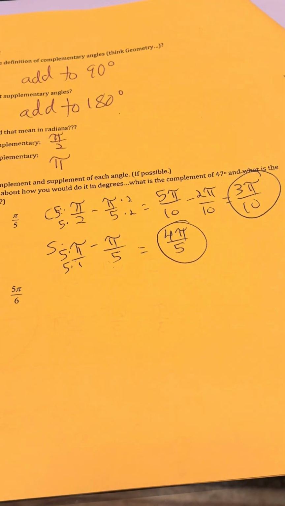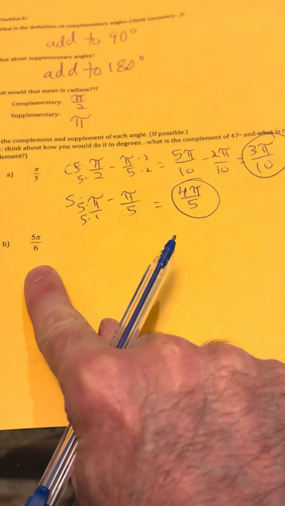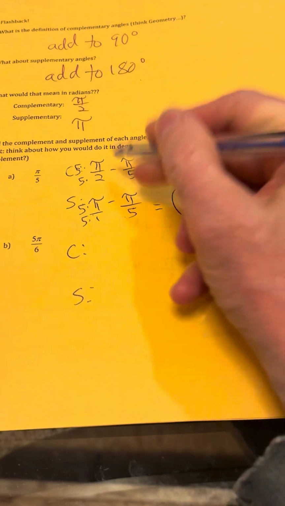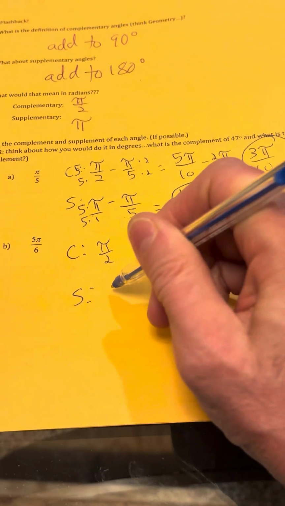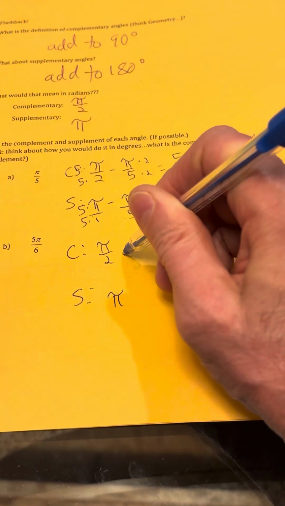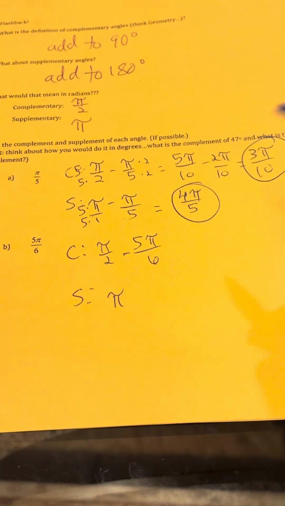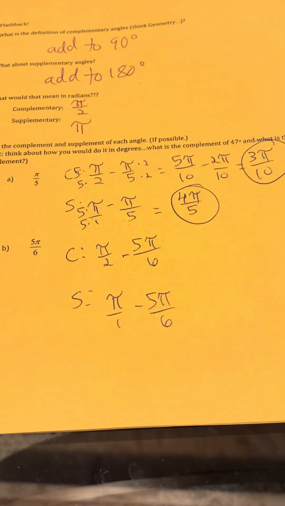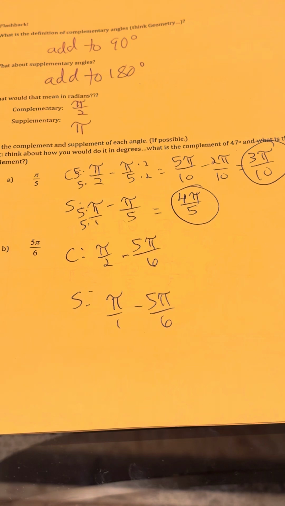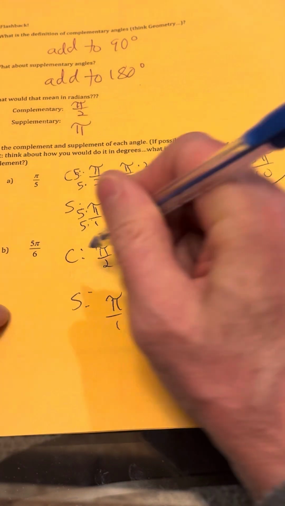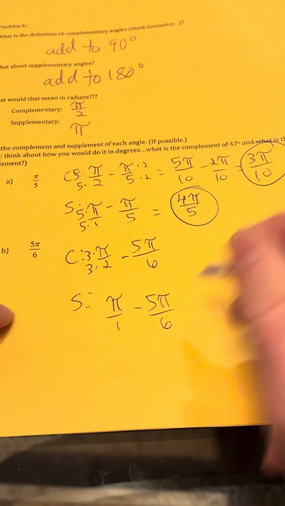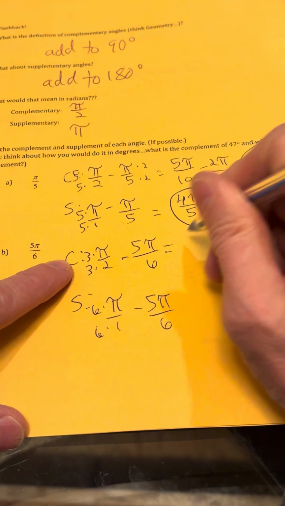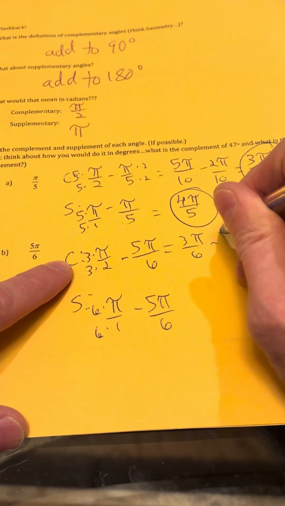So there is an example there. Very similar, 5 pi over 6. Well, complement and supplement: subtract from pi over 2, subtract from pi. Again, we'll do that over 1. Now, this one's actually nice because for both of these, we will only need to multiply the first one. So here, multiply by 3 over 3. Here, 6 over 6. Well, this one, you end up with 3 pi over 6 minus 5 pi over 6.